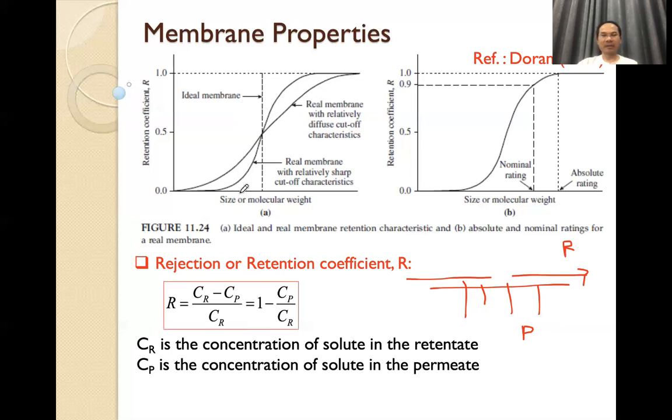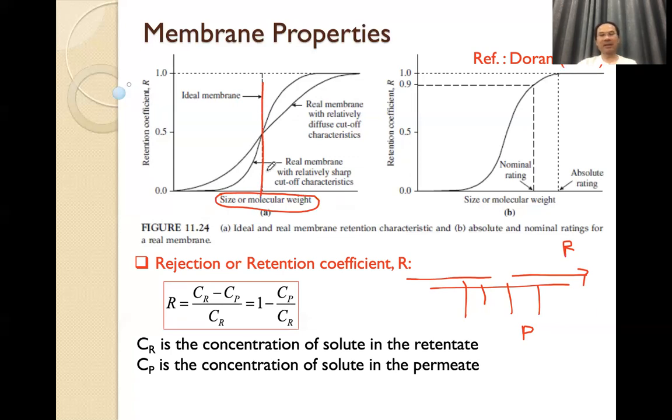For the design of the membrane, this is the molecular weight or the size of the particle of the solute that we would like to remove. We have to cut off the size. In the ideal design for this case, at this size, the retention coefficient should be 1.